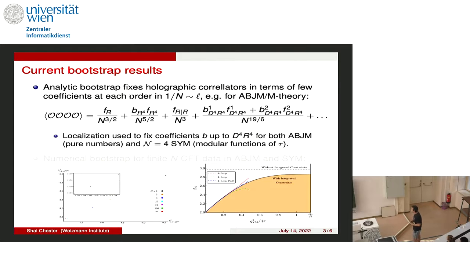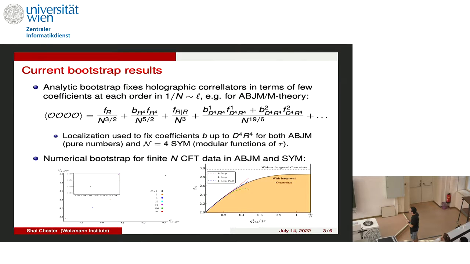That comes from supersymmetric localization, which so far has been used to fix these coefficients b up to the D to the 4 R to the 4 correction for both the ABJM case, in which case these b's are pure numbers, as well as the N equals 4 super Yang-Mills case, in which case these b's are modular functions of the complexified coupling tau. So for instance, the R to the 4 correction would be something called the non-holomorphic Eisenstein series.